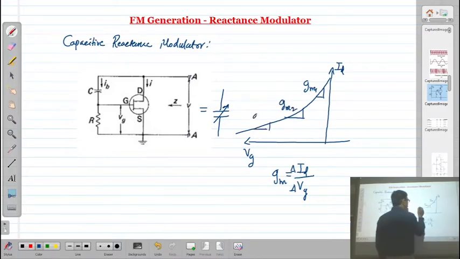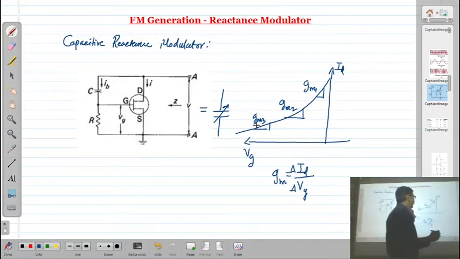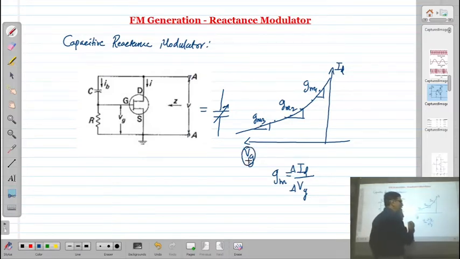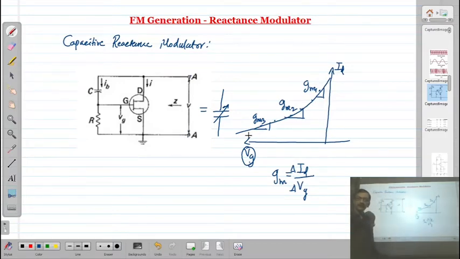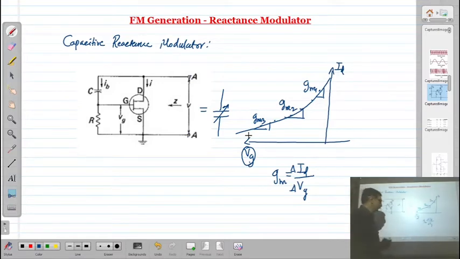Here this characteristic is non-linear, and therefore the value of the transconductance at different points is going to be different. In other words, as my gate voltage is changing, the value of the transconductance also goes on changing. Correct? So you should remember this. The transconductance is a function of your gate to source voltage. Okay?